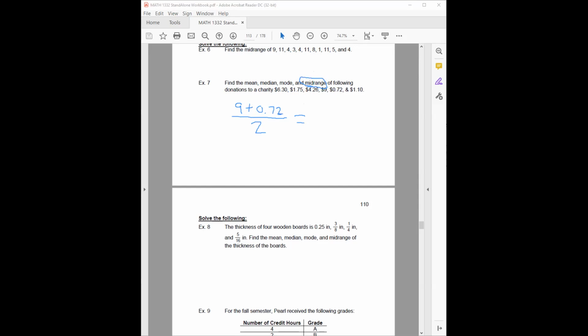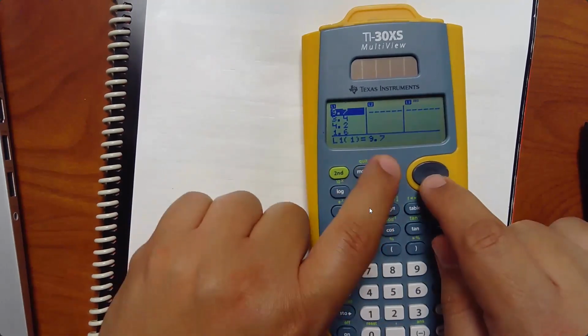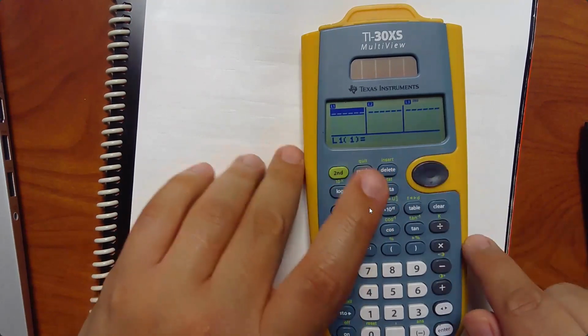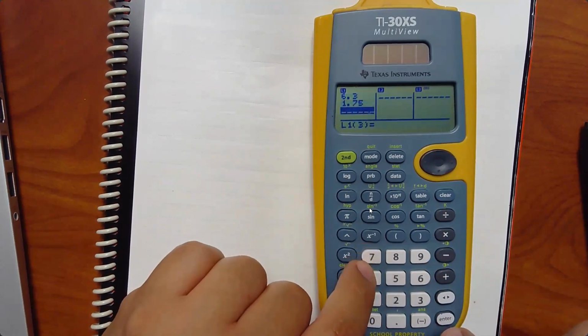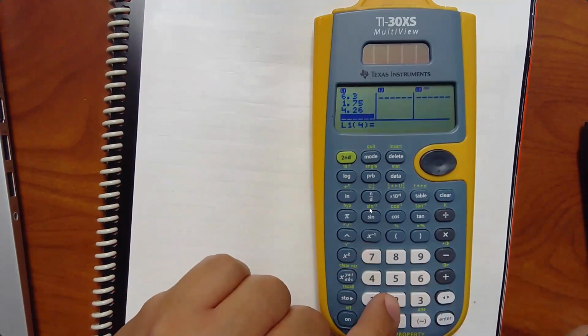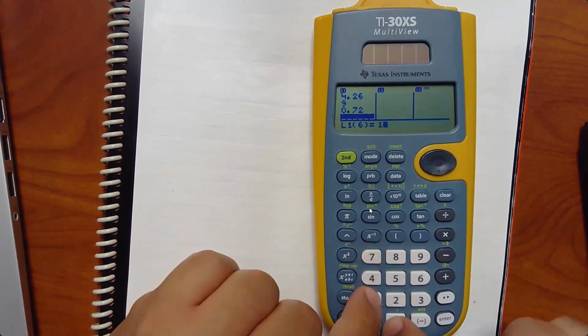All right, let's punch in the calculator one more time, just in case. I copy it over here, that way I can see it. So go to data, clear the list by hitting delete a bunch of times. Enter 6.3, the first one, 1.75, 4.26, 6.30, $9, 0.72, 1.1.